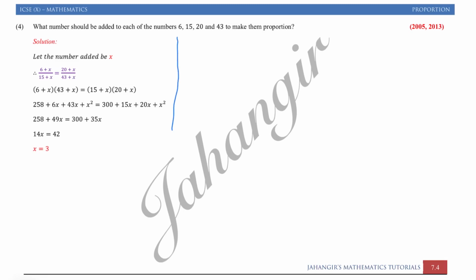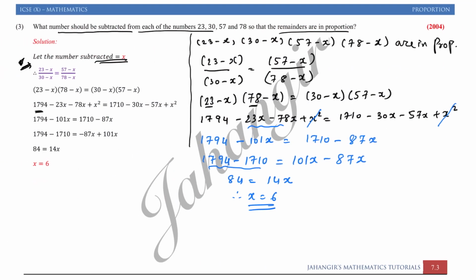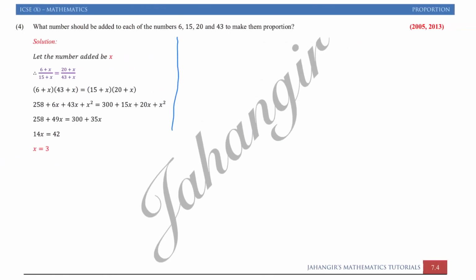Next question is of the same type. If you see, this question was asked in 2004. What number should be added to 6, 15, 20, 43 to make them a proportion? The same question with the same numbers was asked in 2005 and 2013. So do not think you always have to do the difficult questions. Easy questions you may also get in the exam. So focus on easy questions also, so that you can avoid silly mistakes and calculation errors.